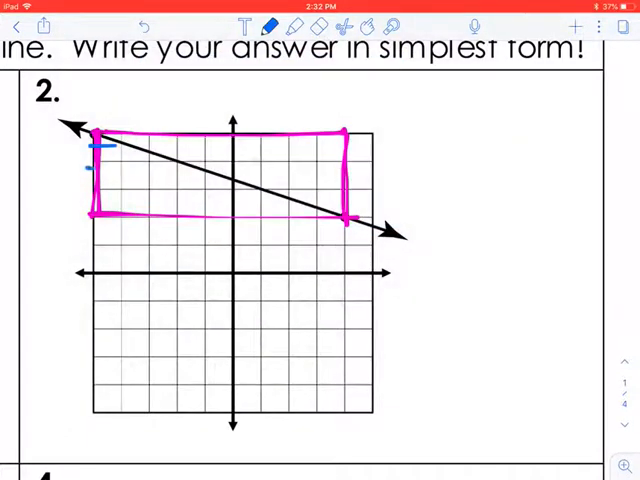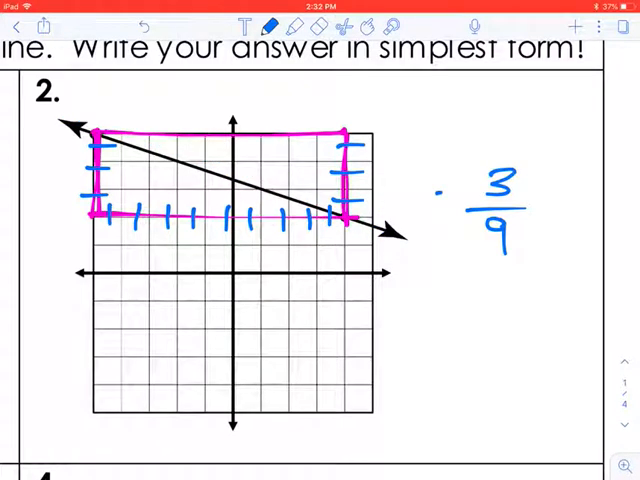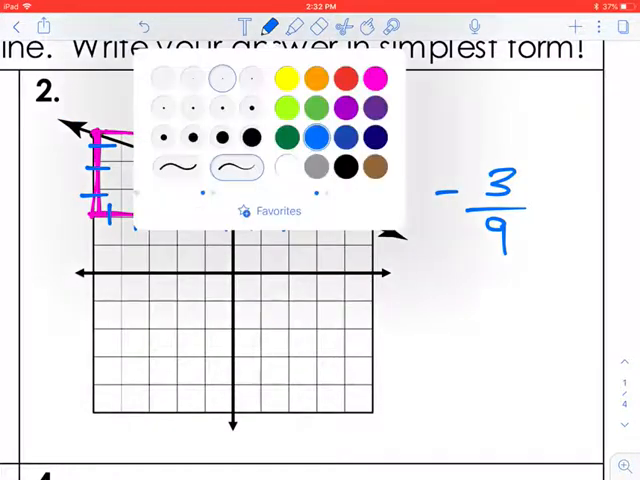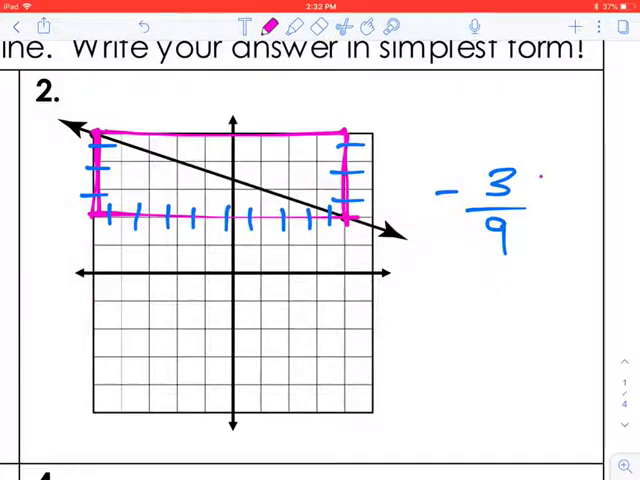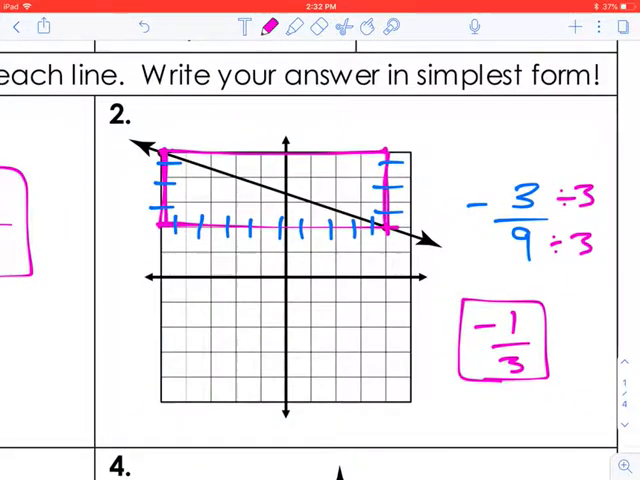So this side's 1, 2, 3, or this side's 1, 2, 3. So the rise is 3 either way. And then across is 1, 2, 3, 4, 5, 6, 7, 8, 9. Okay. Now, before I go further, look at the slope here. It's going down from left to right, which means it's a negative. Okay. And now I go ahead and check and see if I can reduce it. So since both of these can divide by 3, I'm going to do that. So negative 1 over 3. That's my final answer.